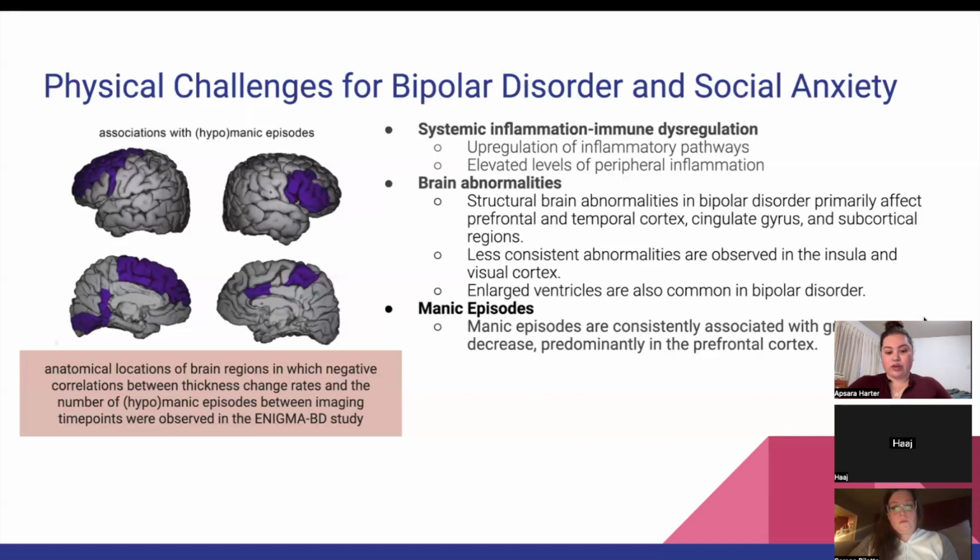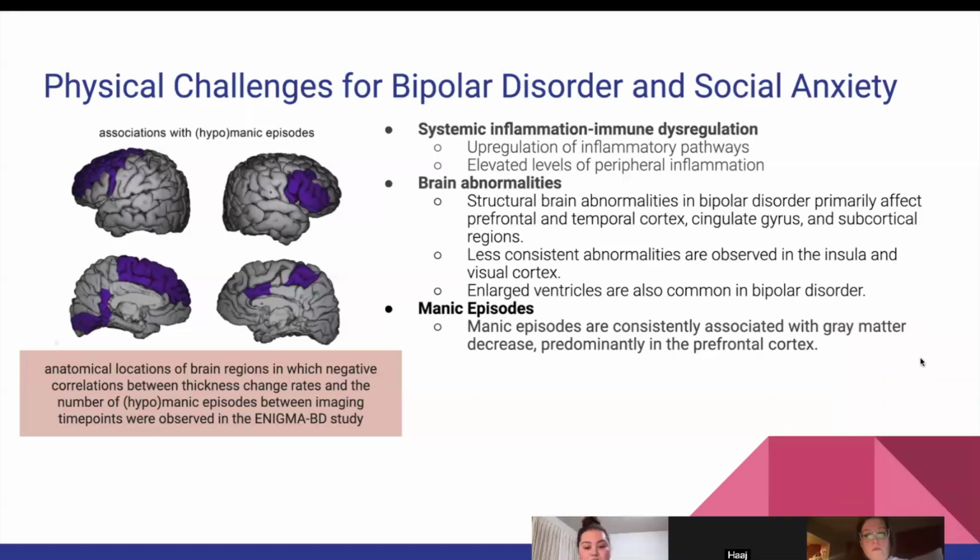Lastly, manic episodes are consistently associated with gray matter decrease, predominantly in the prefrontal cortex.